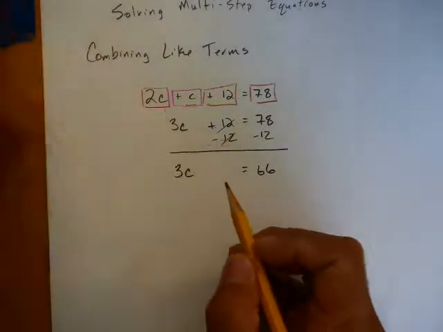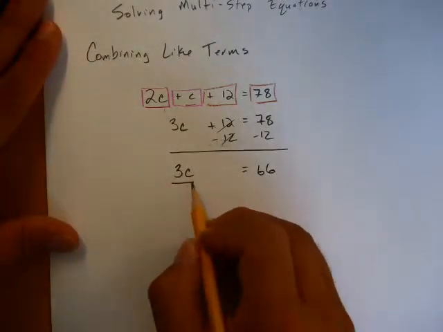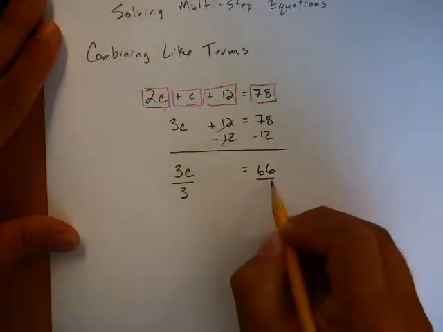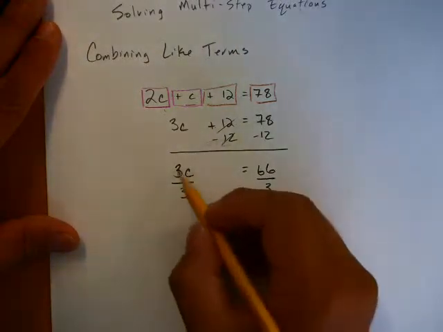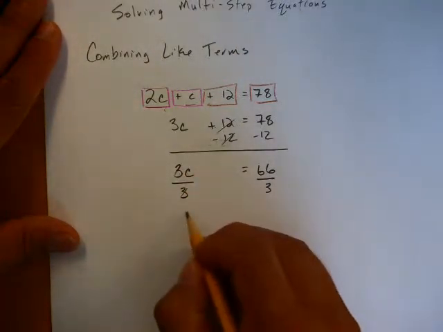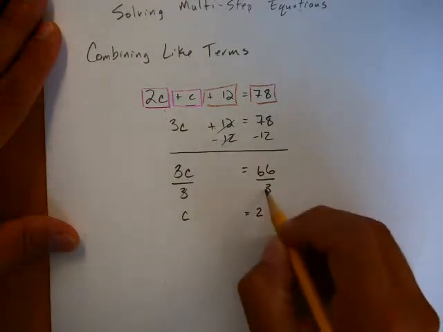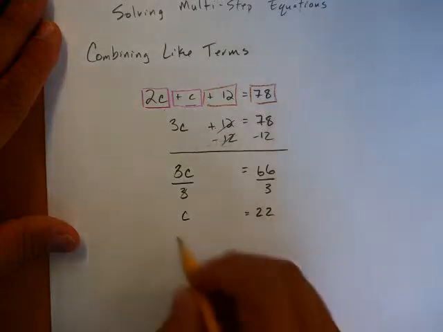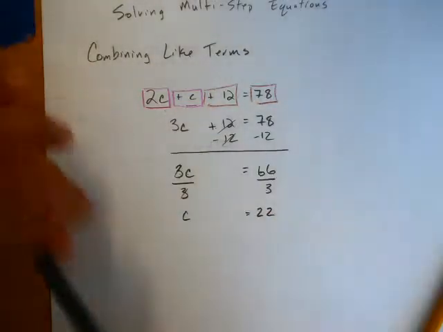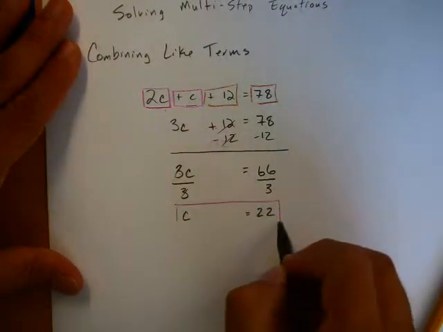We're going to use the opposite of multiplication, which is division. To get rid of this guy, we'll cancel those two out. We'll have a c left. And then 3 goes into 6 2 times, and 3 goes into 6 2 times. And there we have it. C in this case is equal to 22.